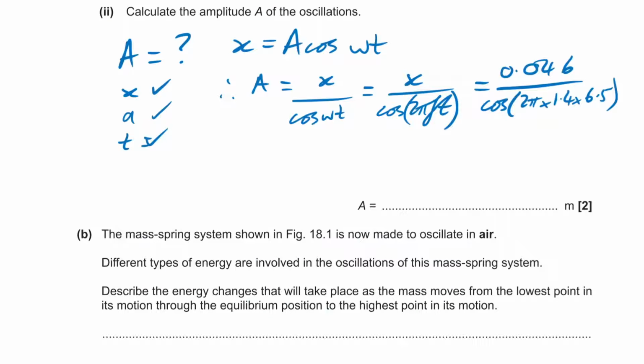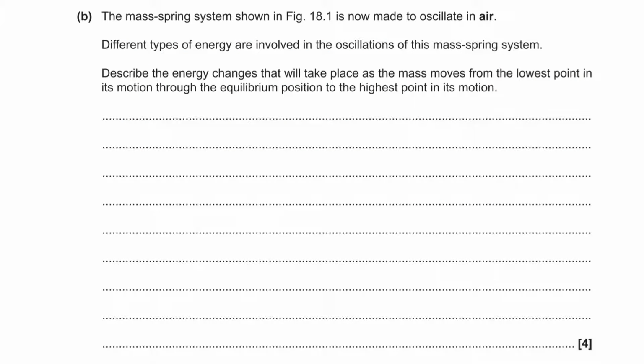All right, big equation. I recommend doing the bottom bit first. Don't forget to be in radians, like I said. That's effectively 0.046 divided by 0.809. And that gives us 0.057 meters.